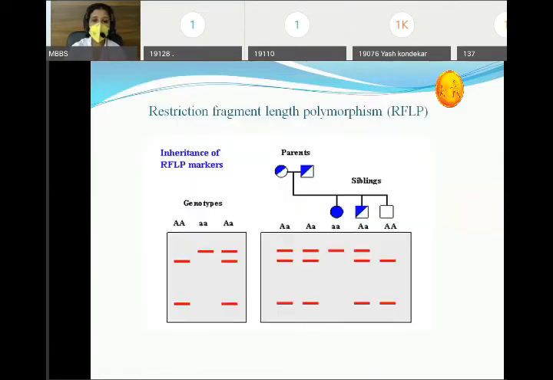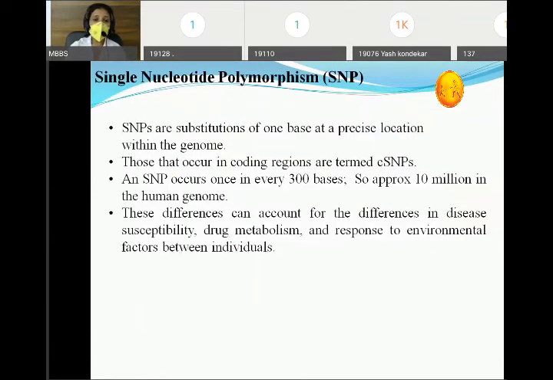So this is done for genetic counseling. Genetic counseling means you have to analyze how many future generations, what percentage will be affected, and whether siblings of the patient will be affected due to this mutation or polymorphism.